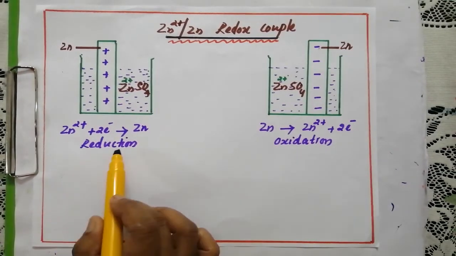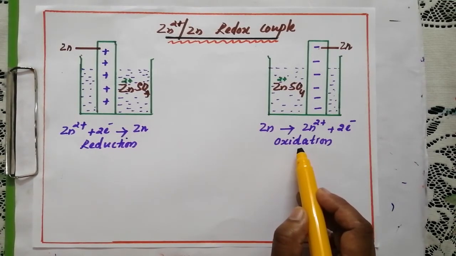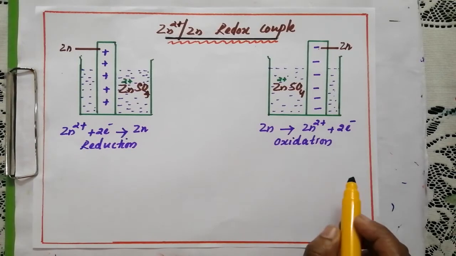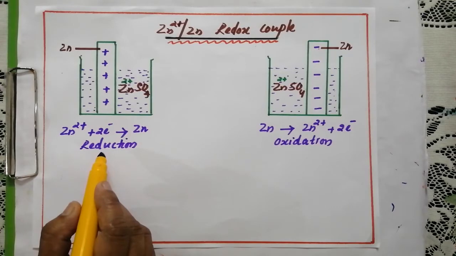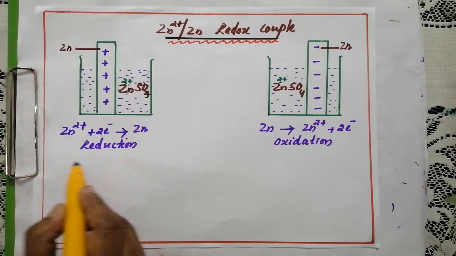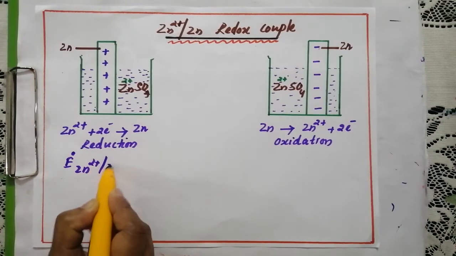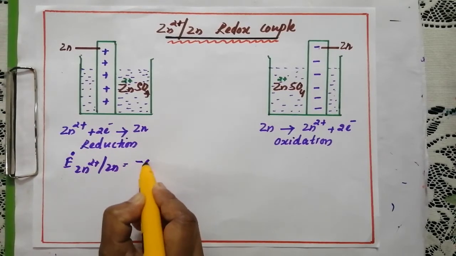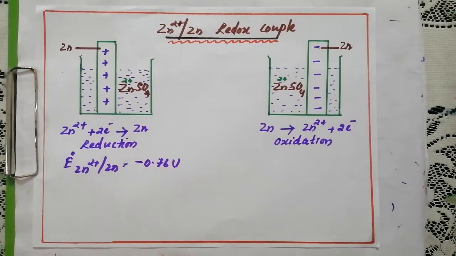The tendency to get reduced is called the reduction potential, and the tendency to get oxidized is called oxidation potential. The reduction potential of zinc redox couple measured with respect to standard hydrogen electrode is minus 0.76 volt. And according to IUPAC convention, the standard electrode potential is the standard reduction potential.